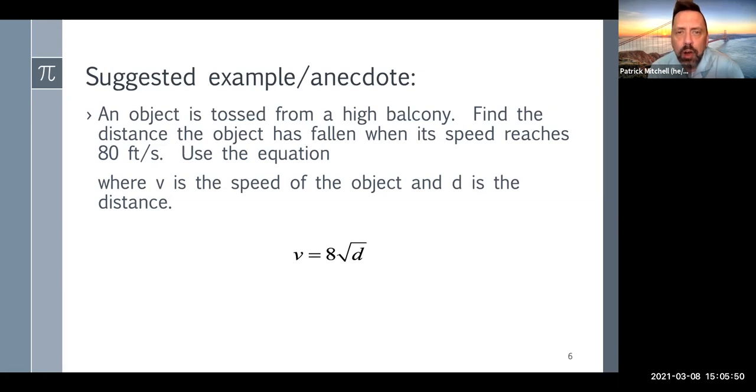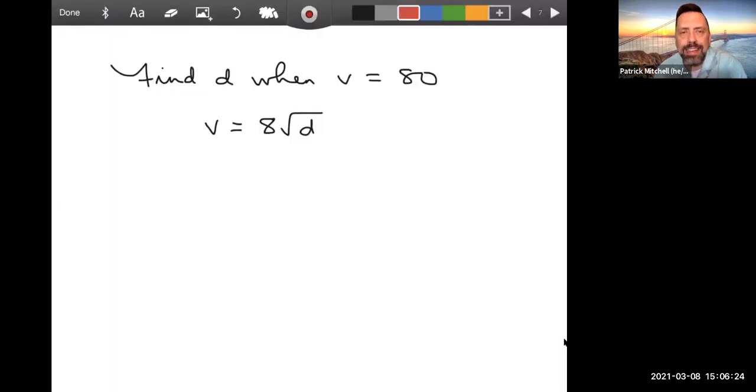Okay, so an object is tossed from a high balcony. Find the distance the object has fallen when its speed reaches 80 feet per second. And we're going to use this equation, V equals 8 times the square root of D, where V is the speed of the object and D is the distance. So if you strip away all the extra unnecessary words, this problem is asking you to find D when V equals 80 in the equation V equals 8 times the square root of D. All right, so let's drop that 80 in for V. That gives us 80 equals 8 times the square root of D.